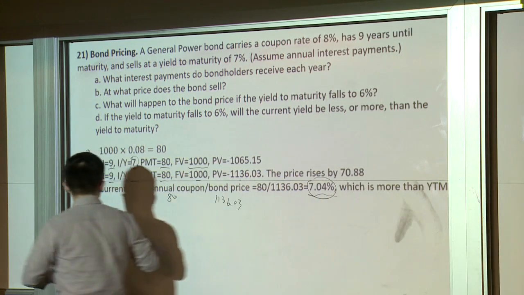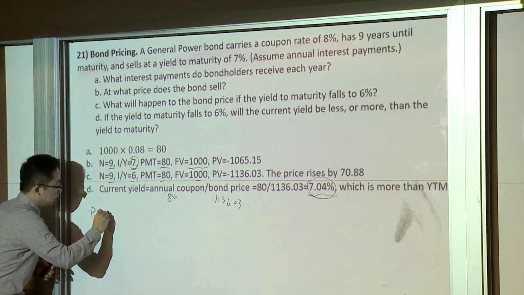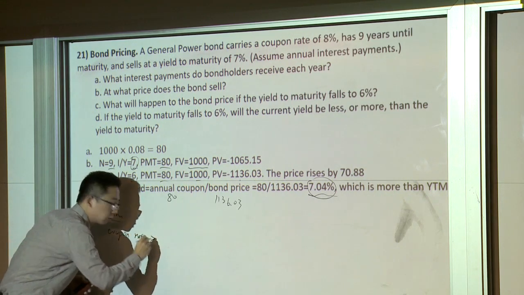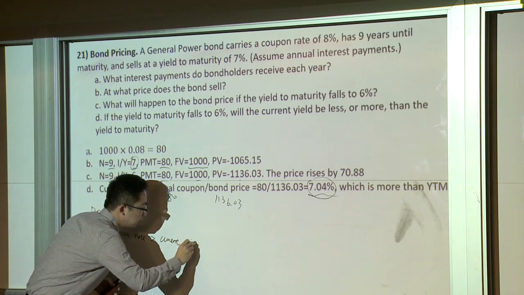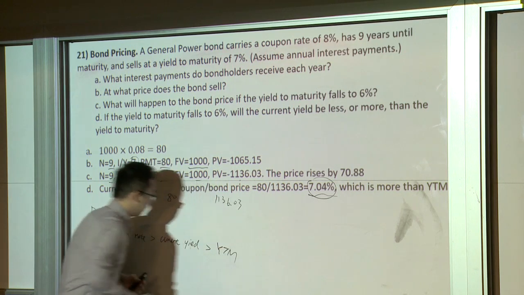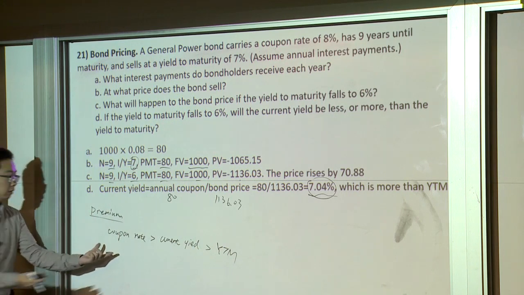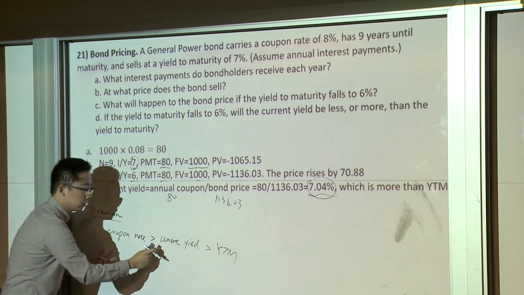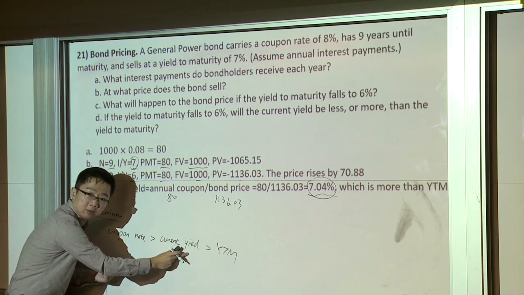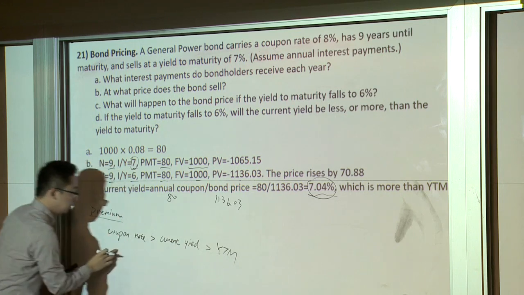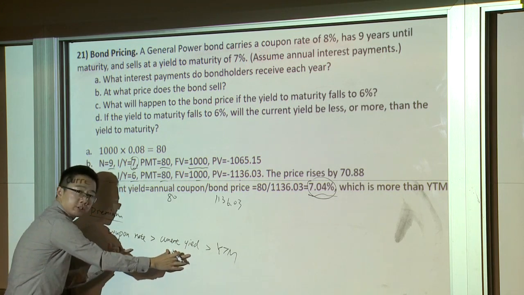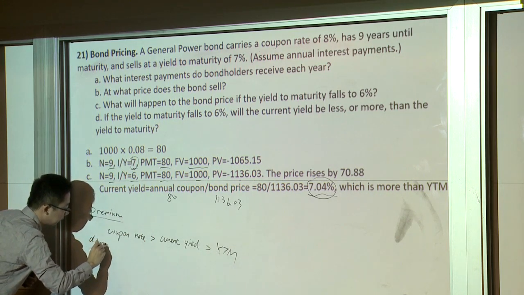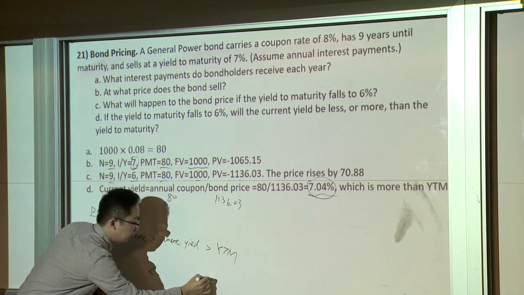This is less obvious. Let me tell you some bond facts. If a bond is sold at a premium, the coupon rate should be greater than the current yield and greater than the yield to maturity. We know the relationship between bond price and yield to maturity from the graph we showed just now. I'm not going to explain this in detail, but you can just memorize that. If a bond is sold at a premium, both the coupon rate and the current yield are greater than the yield to maturity. And if it's sold at a discount, the coupon rate is smaller than the current yield and smaller than the yield to maturity.